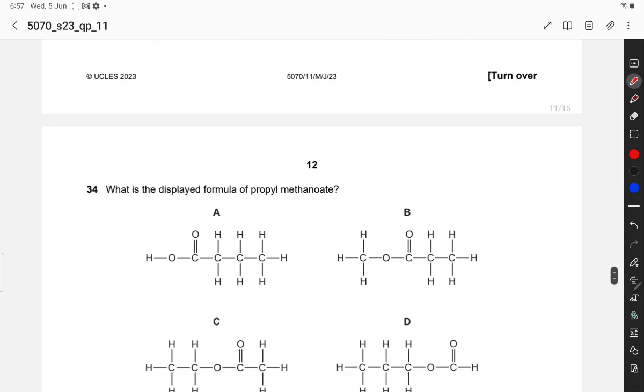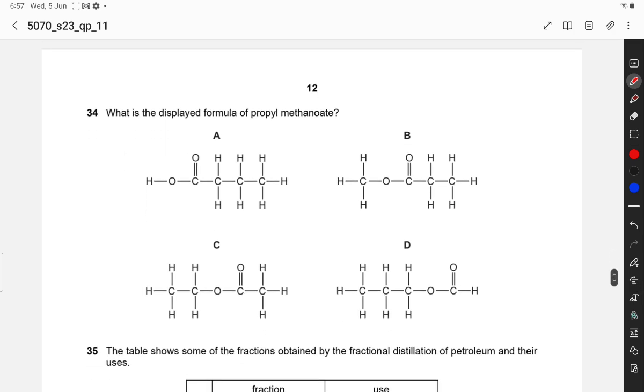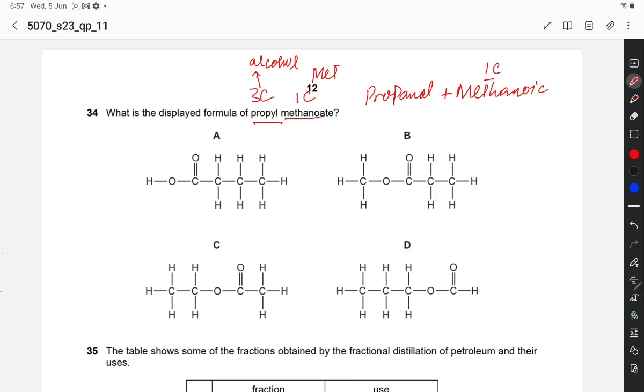Question number 34. What is the displayed formula of propyl methanoate? Propyl has 3 carbons and methanoate has 1 carbon. It means a 3-carbon alcohol is present. Alcohol reacts with 1-carbon methanoic acid, that is, propanol plus methanoic acid. Methanoic acid has 1 carbon, propanol has 3 carbons.